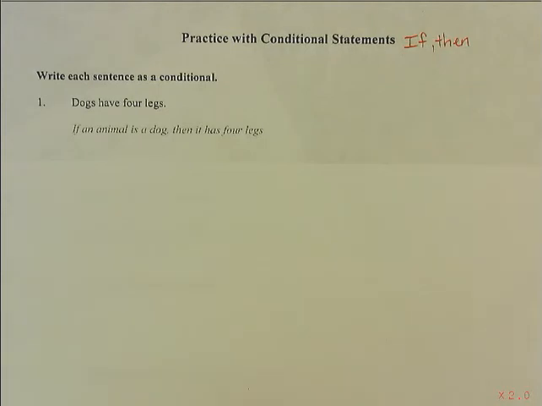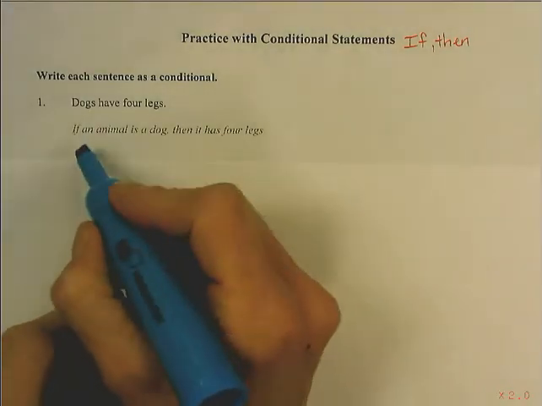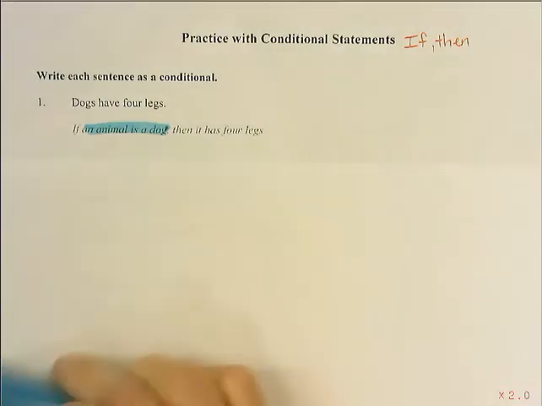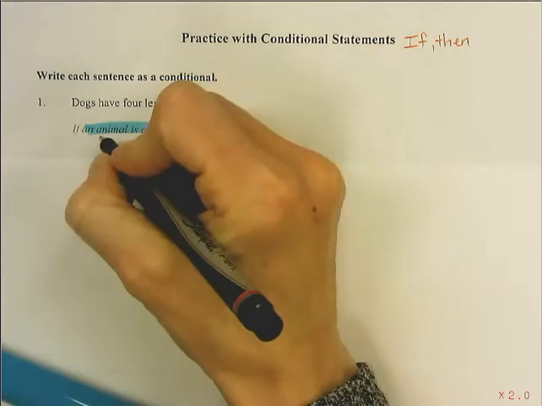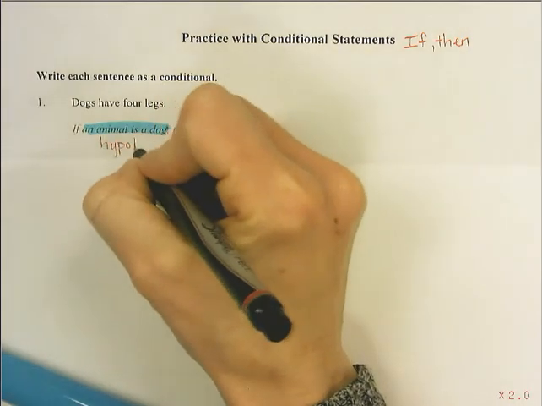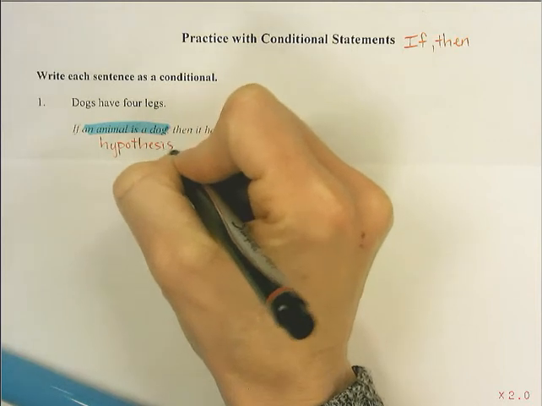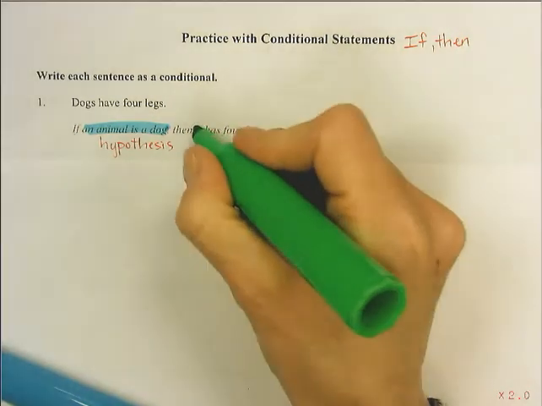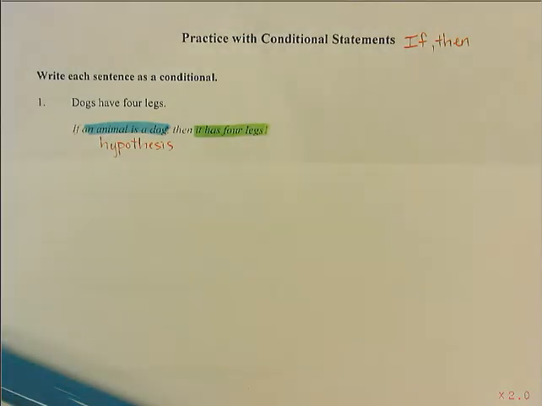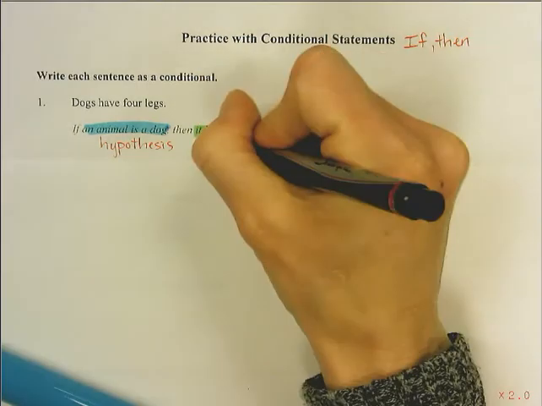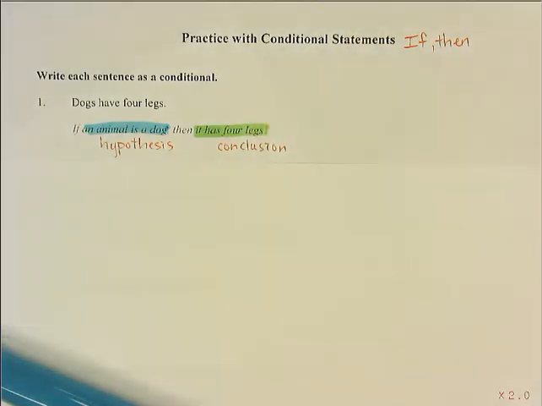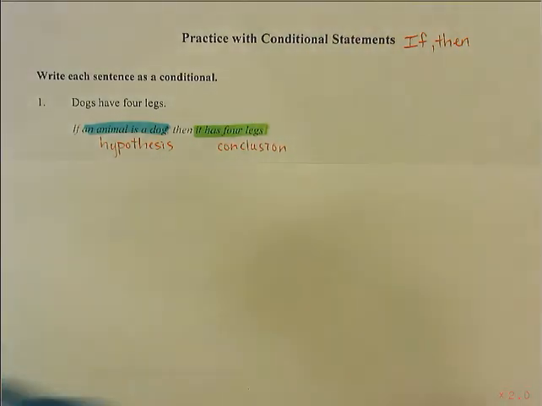Now there's 2 parts to the conditional statement. The part following the if is the hypothesis. And the part following the then is the conclusion. So we've written dogs have 4 legs in a conditional form.